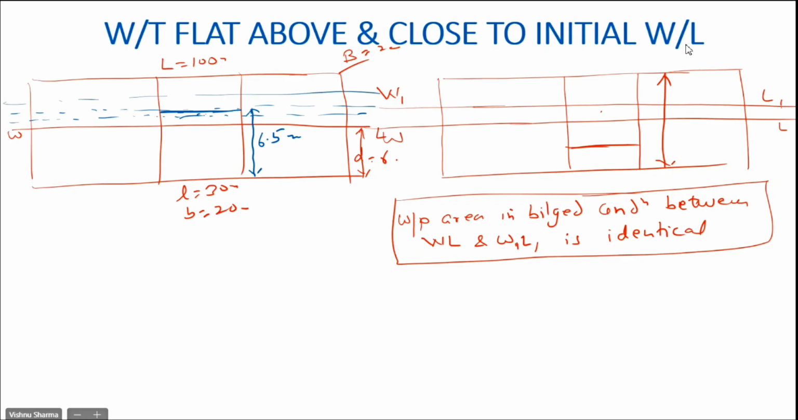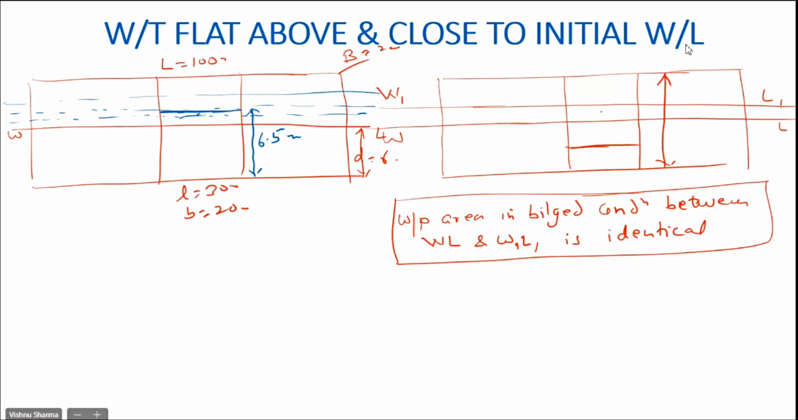The final water line after sinkage, unless I calculate, I cannot be sure with certainty whether the final water line is below the watertight flat, in line with the watertight flat, or above the watertight flat. Have you understood what is the problem we are facing now? Yes, sir. And hence I cannot draw the W1L1.